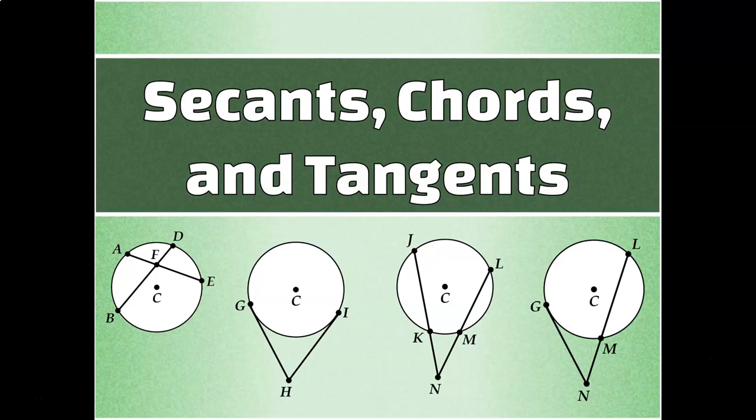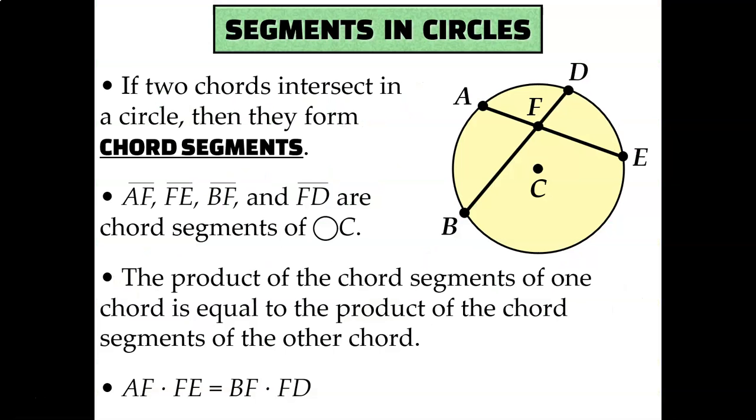Let's talk about how to calculate the lengths of secants, chords, and tangents. If two chords intersect in a circle, then they form chord segments. AF, EF, DF, and BF are all chord segments in circle C. And the product of the chord segments of one chord is equal to the product of the chord segments of the other chord. But why?